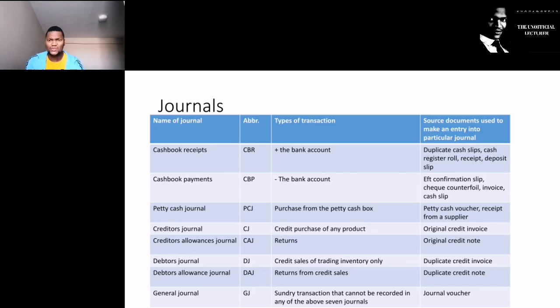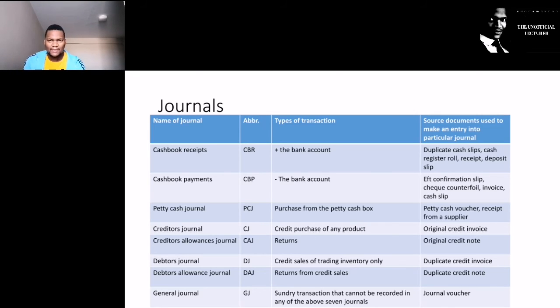Do you know why we use a duplicate credit invoice? We use a duplicate credit invoice because this person did not buy on cash. He still owes us. So the original credit invoice will be given to the customer. The duplicate credit invoice will be the one that remains in the business.